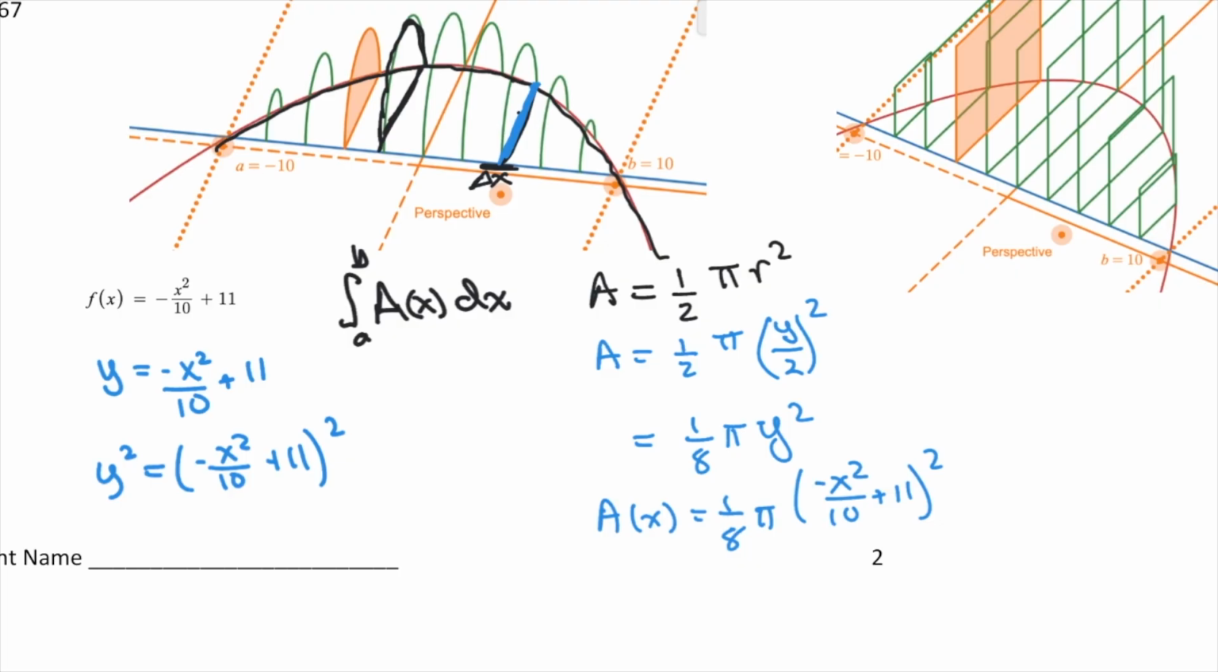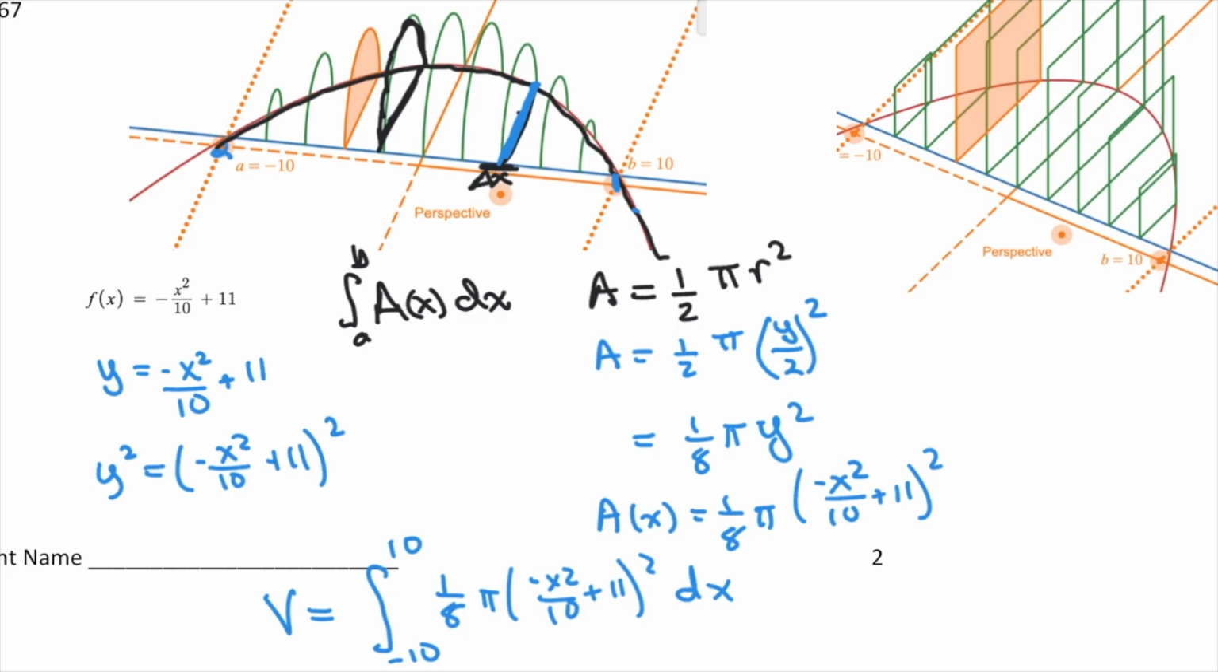Now, once again, we want the volume. Volume is going to be the integral of the area from the lowest value to the highest value. It looks like we're going from -10 to 10. And then all the slices are going to have an area of 1/8 pi and our -x² over 10 plus 11 quantity squared, with the thickness of each being dx because we're cutting on the x-axis. If we cut on the y-axis, of course, the thickness will be dy, and you're going to have to reevaluate the entire problem.